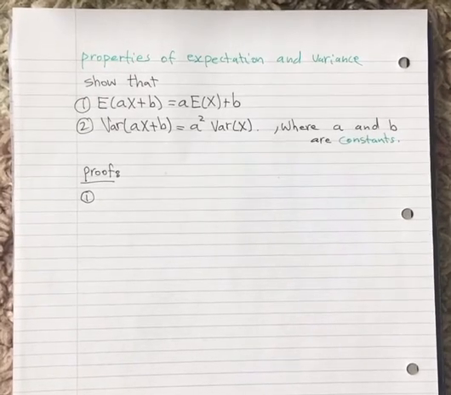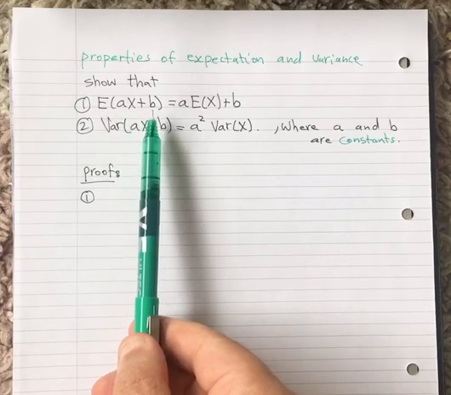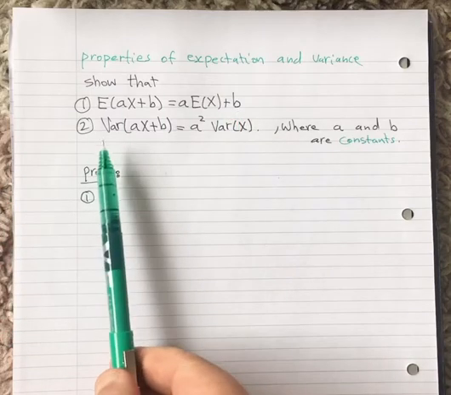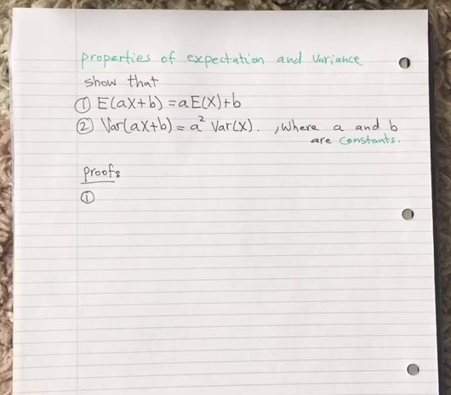Hello everyone. So today we will talk about some properties of expectation and variance. For example, we are going to derive that the expectation of aX plus b is equal to a times the expectation of X plus b, and then the variance of aX plus b is equal to a squared times the variance of X, where a and b are constants.